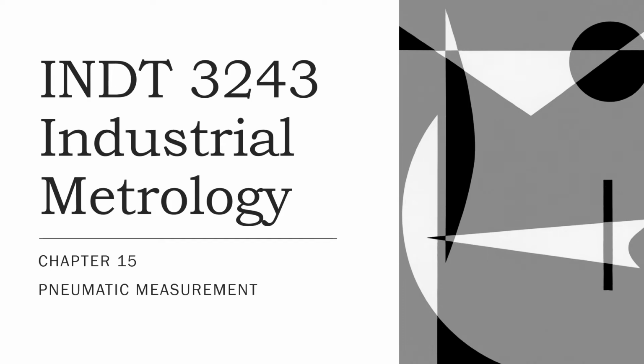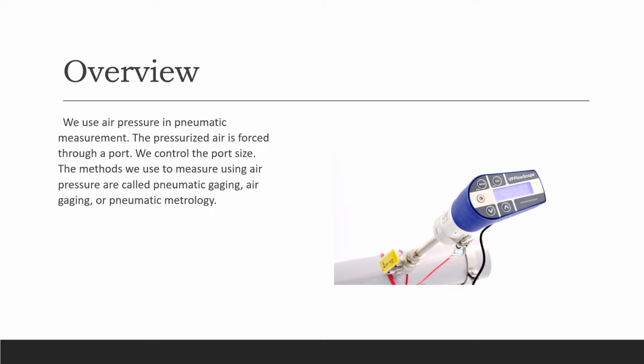Okay, today we're gonna go into chapter 15, pneumatic measurement. So we're gonna use air in metrology. So in pneumatic measurement, what we use is air pressure. The pressurized air is forced through a port, and then we control the port size, okay?